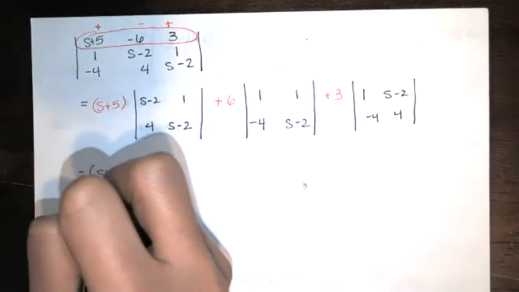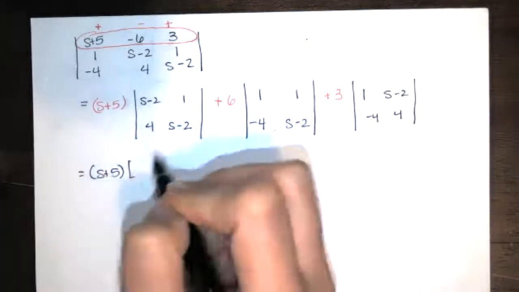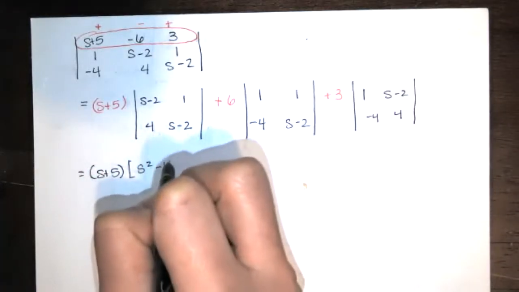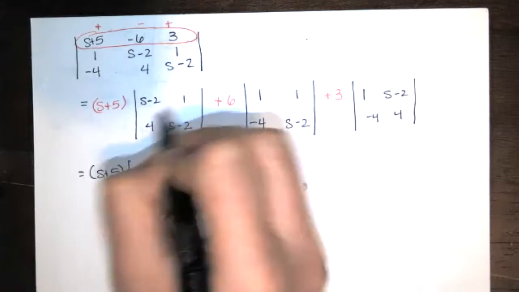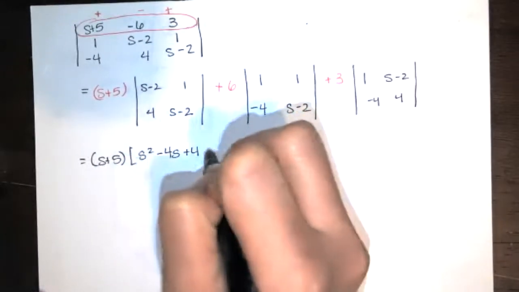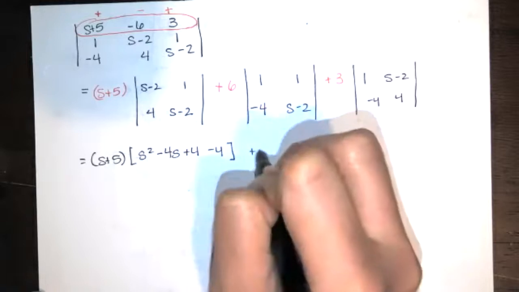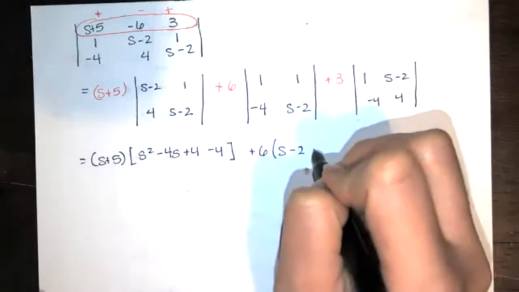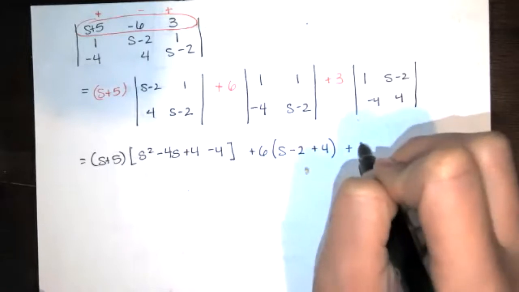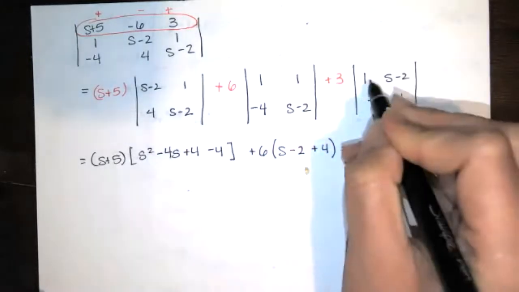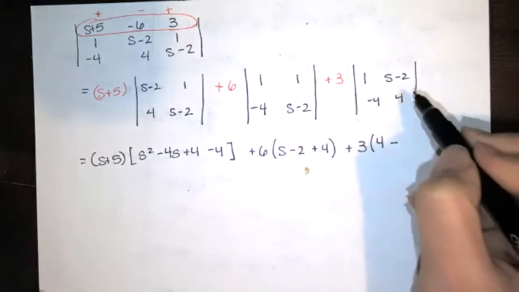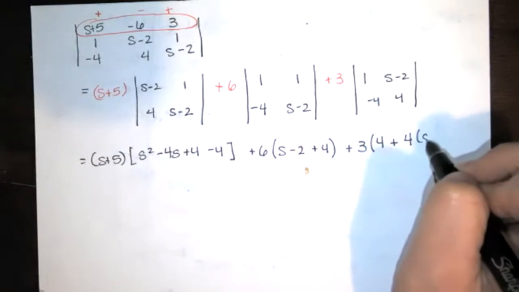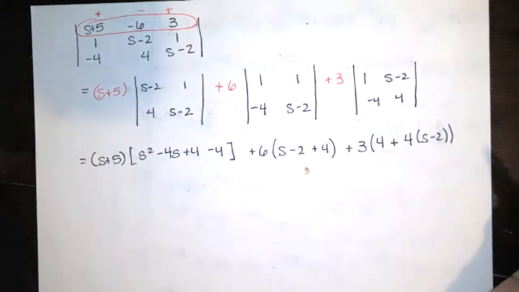So this is s plus 5 times s minus 2 squared. You could write that out as s squared minus 4s plus 4. And then you're subtracting 4. Here we have 6 times s minus 2 minus a -4, so we're adding 4. And here we've got 3 times 4 minus -4 times this. So we're adding 4 times the quantity s minus 2 there.